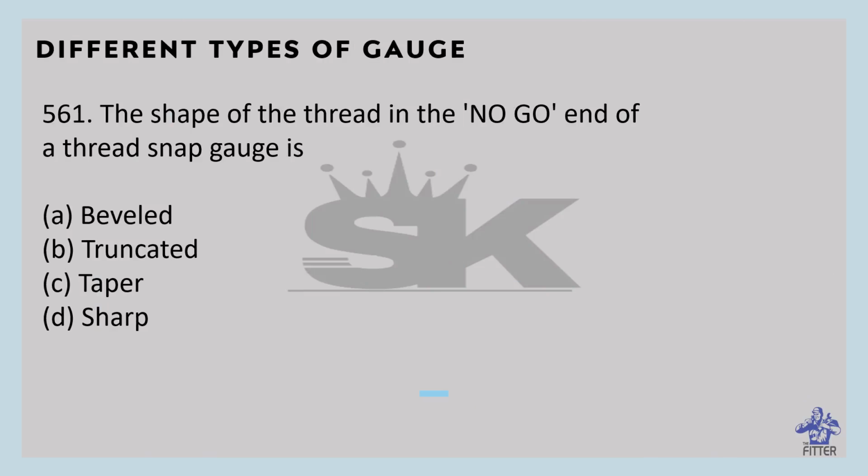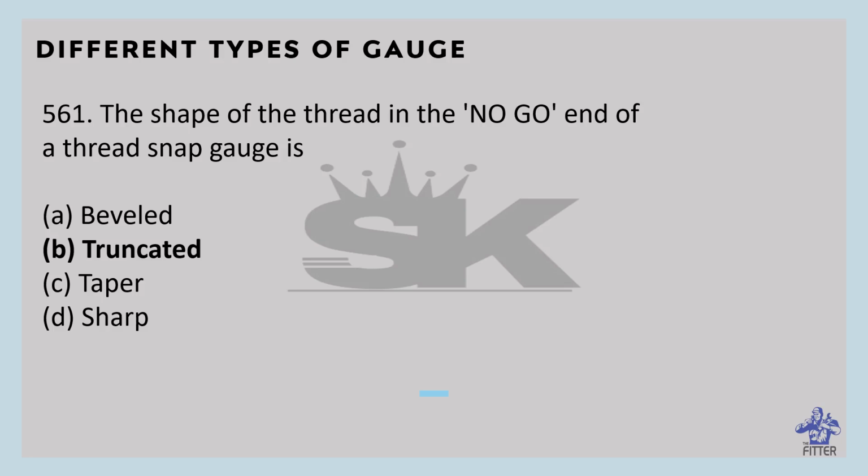The shape of the thread in the no-go end of a thread snap gauge is truncated. Thread snap gauges are available in either a knife edge style or a roller style. It is only used for checking external threaded parts. The working method of this gauge is similar to the snap gauge, but its structure is somewhat different.